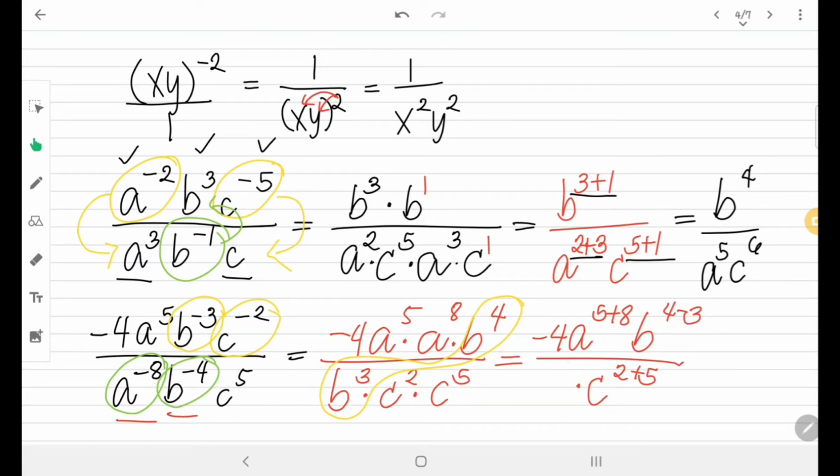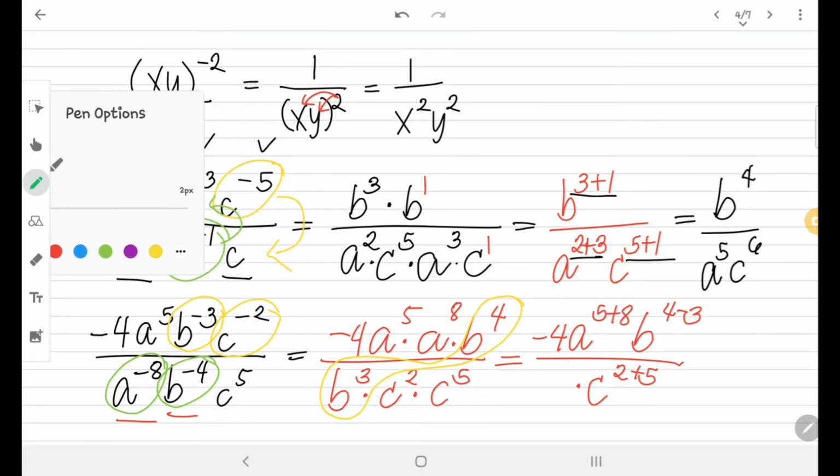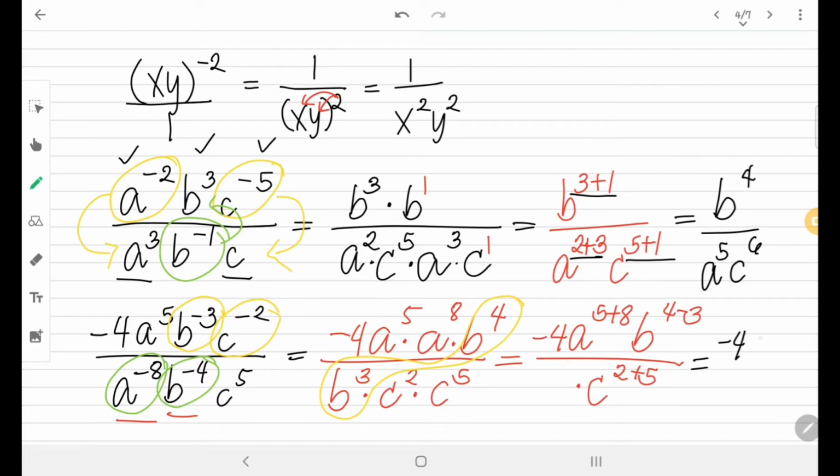Di ba kapag may common na variable sa taas at sa baba, pinagsasubtract yung exponent nila. Kaya, makikita niyo subtraction. So, let me write my final answer. May negative 4, wala na exponent, so still negative 4. Then A raised to 13 kasi 5 plus 8. And then B raised to 1, but since 1 ay hindi na po kailangan isulat kapag raised to 1, buburahin natin yung 1. And then we have C raised to 2 plus 5 is C raised to 7.